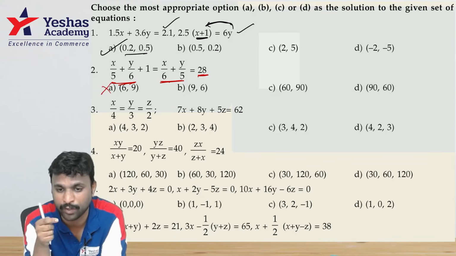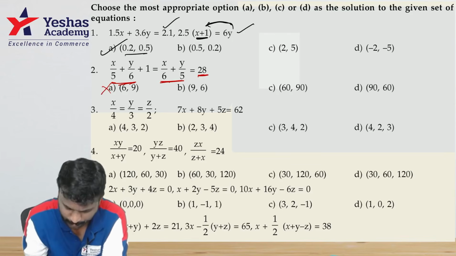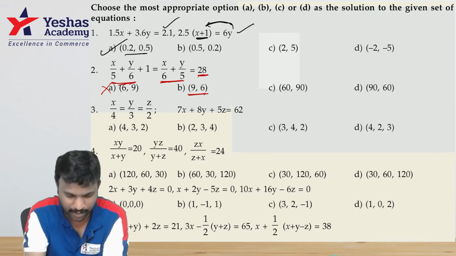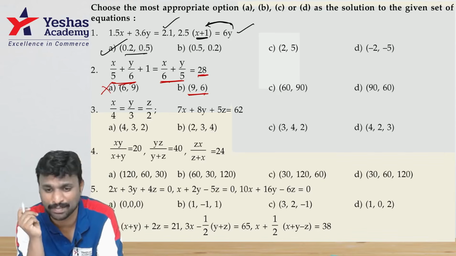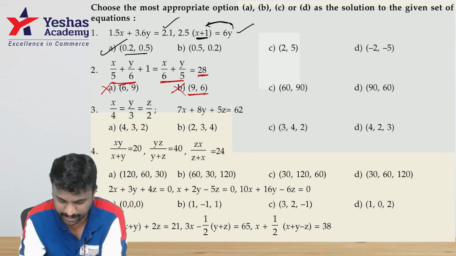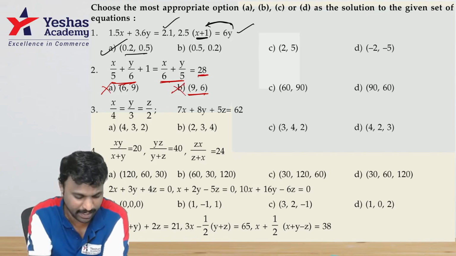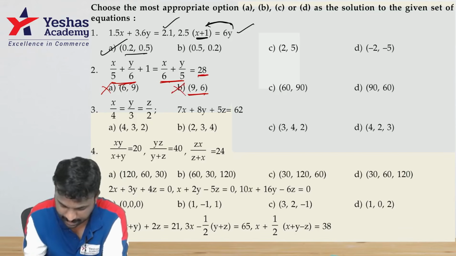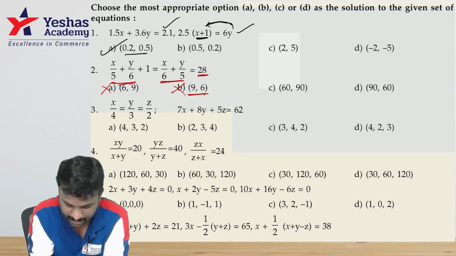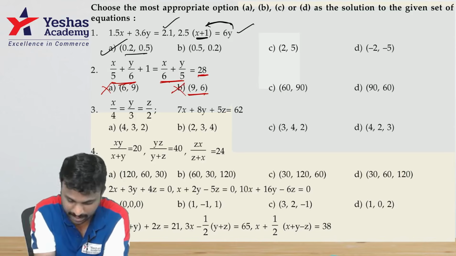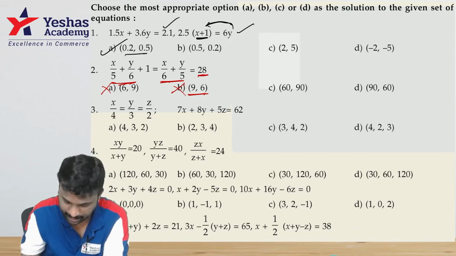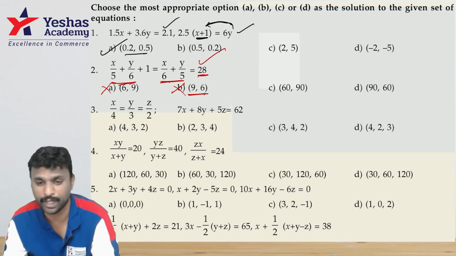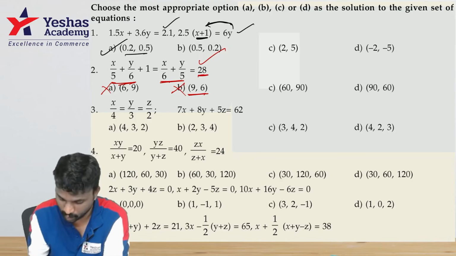6 by 5, if you do, it's 1.2. Y value is 9. 9 by 6, it's a decimal value. When you add 1 to it, definitely it's not going to be 28. How about option B? Again, 9 by 5, it's a decimal value. Guys, option B fails. 60 by 5, 60 divided by 5, m plus 90 divided by 6, m plus then 1, m plus MRC, it is 28. So first equation is getting satisfied for option C.